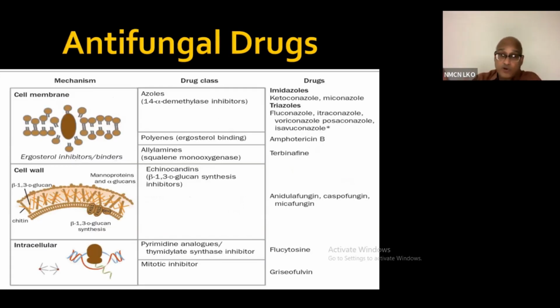So if you look at what is available to us in terms of treatment, either you can have cell membrane hitting antifungal therapy, or cell wall hitting antifungal therapy, or an intracellular killing of the fungus. Amongst the cell membrane ones, what you and I always remember are the azoles and the polyenes, that is amphotericin B. Both of these are cell membrane hitting antifungal drugs. Those which hit the cell wall are the echinocandins, and those which get into the cell are the intracellular ones, the mitotic inhibitors like griseofulvin and flucytosine.